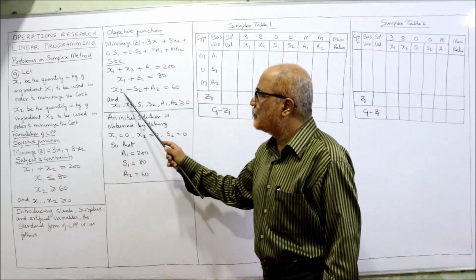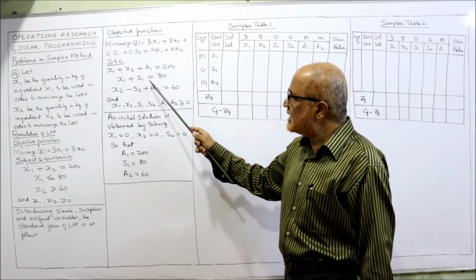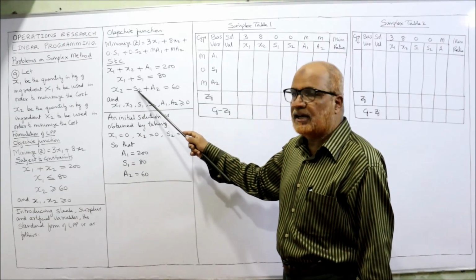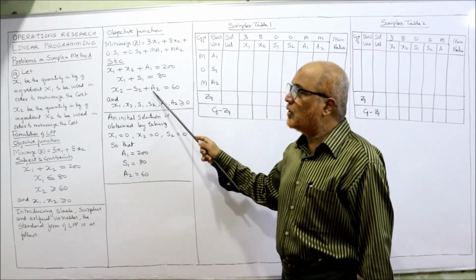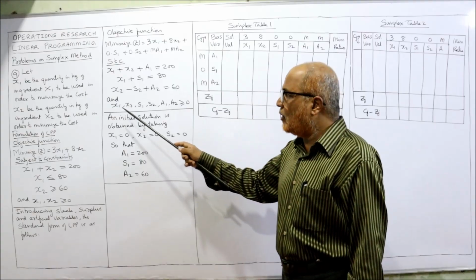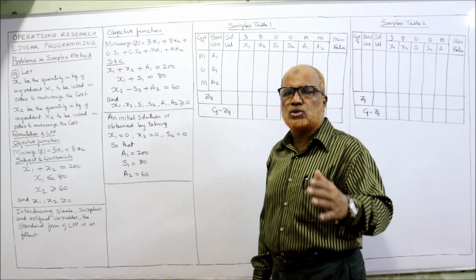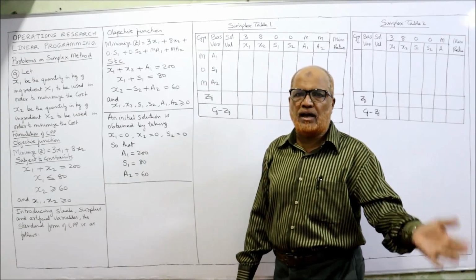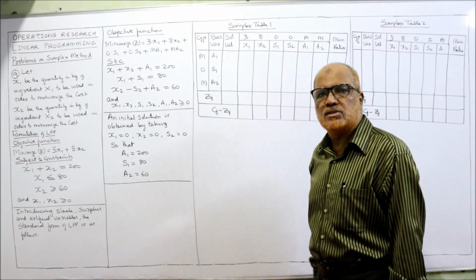So x2 minus s2, because s1 we have already taken, so we'll take s2, plus a2, because a1 we have already taken, a2 is equal to 60. And all the variables x1, x2, s1, s2, a1, a2 should be greater than or equal to 0.